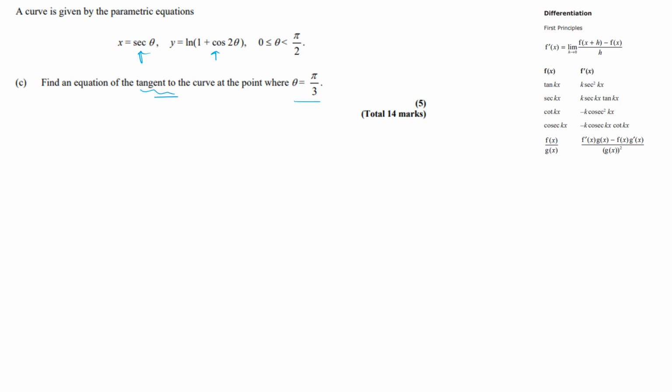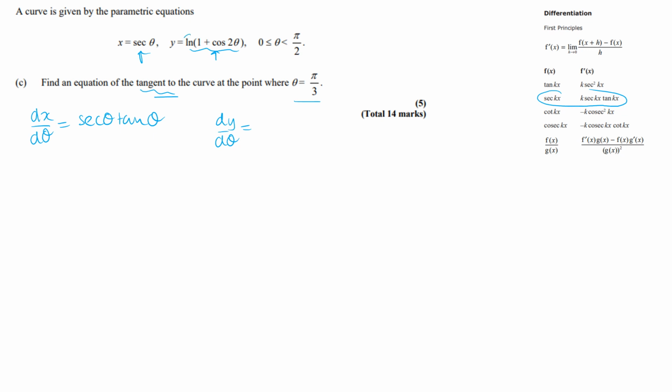When you've got parametric equations, you make a chain. We need to find dx by d theta, dy by d theta, and make a chain. So let's do the gradient first. Dx by d theta. Now I've put over here the section from the formula book that you get the differential of sec goes to sec tan. So dx by d theta is sec theta tan theta. Dy by d theta. Now we're going to use the chain rule because this is a function of a function.